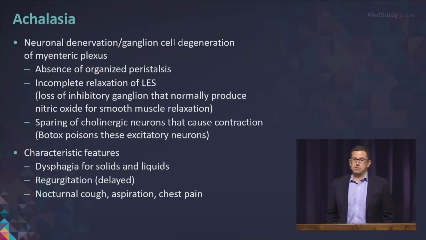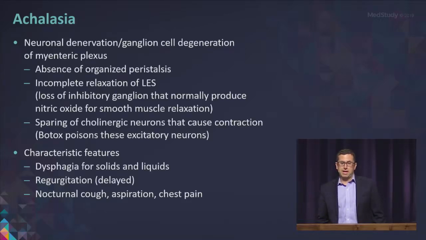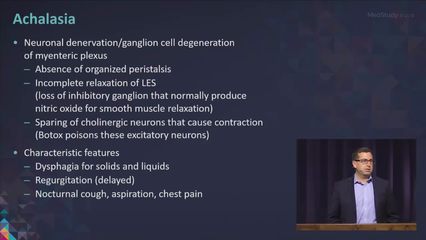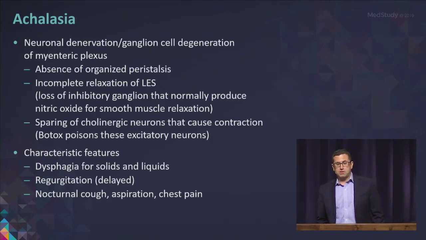Achalasia is neuronal denervation and ganglion cell degeneration of the myenteric plexus. What this leads to is absence of organized peristalsis in the esophagus. The classic thing that it does is it leads to incomplete relaxation of the lower esophageal sphincter. Basically what happens is you have loss of inhibitory ganglia that normally produce nitric oxide. On the flip side of that, there's sparing of the cholinergic neurons that cause contraction.